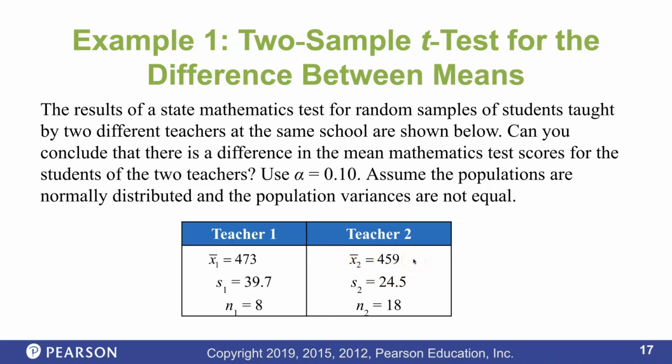I don't know if this is like an SOL score, but is this passing advanced? Can't remember. But just by the look of this, students in teacher 1's class did a little bit better, don't you think? X bar is higher. 473 is higher than 459. But is that statistically significant? Is their difference statistically significant? It could just be because of the sampling error, right?